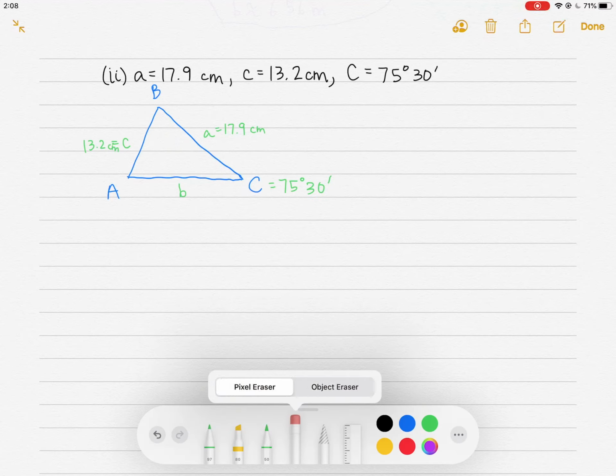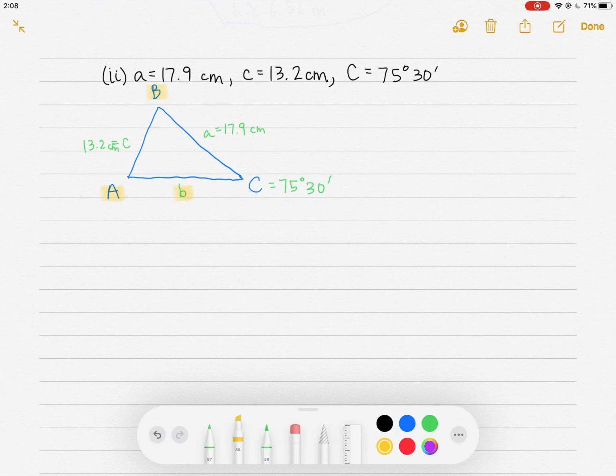Okay, so we are finding all the missing parts of triangle ABC. So we're looking for big A, big B, and little b. Side note, you cannot use Pythagorean theorem when you are not dealing with a right triangle. That is a common mistake on these problems.